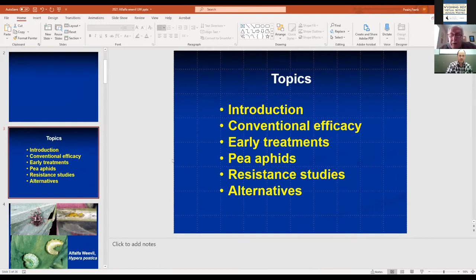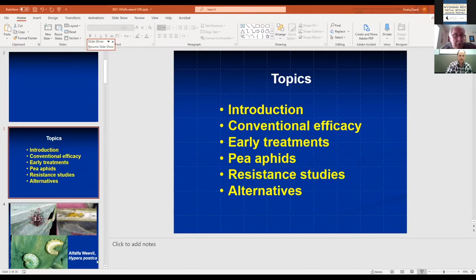The topics I'd like to cover today: I'll make a few introductory comments about alfalfa weevil in Colorado. Then I'll talk about our conventional efficacy studies. Those are the ones we've been doing for many years. Then I'll talk about early treatments and how we got into looking at those. I'll make a few comments about pea aphids. I haven't heard those mentioned today to much degree.